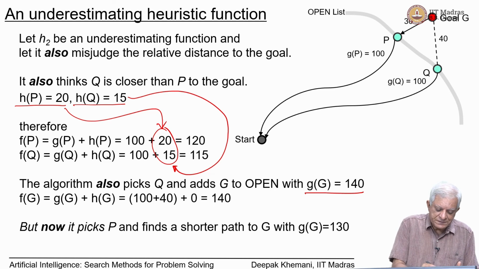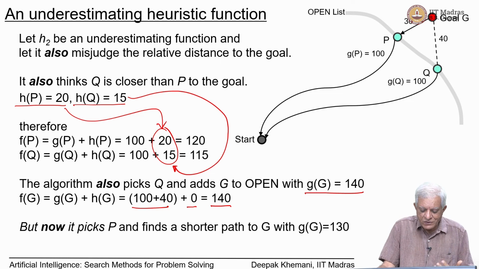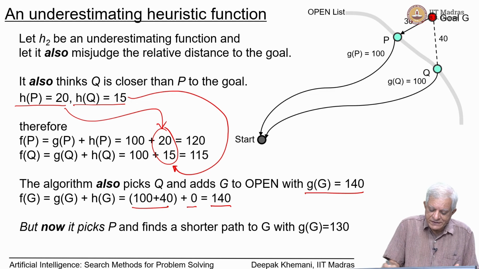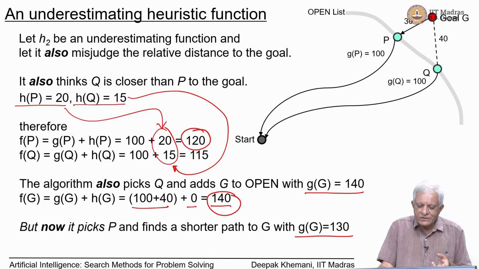So, f of g will be the same, 100 plus 40, which is the g value, plus 0, which is the h value, is 140, which is what happened in the previous example also, because by now h of g has become 0, it does not have any contribution left to make to the f value. Now, this is 140, but the other node has a value of 120. So, between 140 and 120, it will not pick g, it will pick p, and it will find the path which has a g value of 130, which is the path through that.